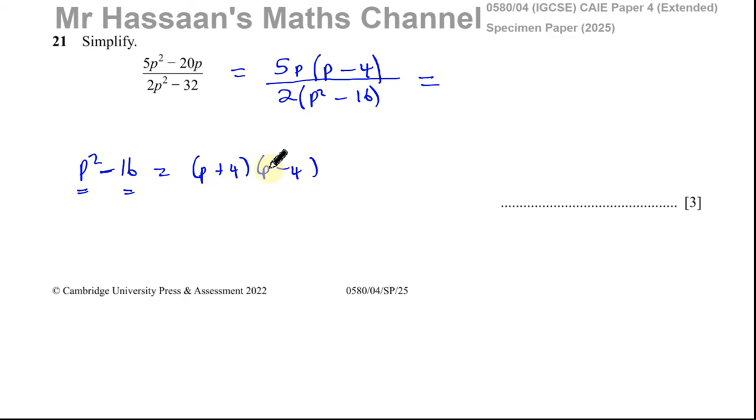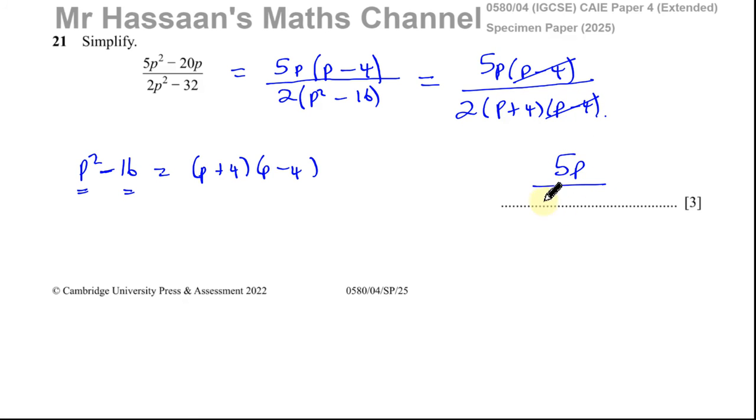If you were to expand this, you're going to get p squared minus 4p and plus 4p, which means the p term will disappear, and then minus 16. So this factorizes further, so you try to factorize as far as you can go. So 5p times p minus 4, that can't be factorized any further, over 2 times p plus 4 times p minus 4. And now we see there is a common factor of p minus 4 that cancels out. So we're left with 5p over 2 times p plus 4. We could write 5p over 2p plus 8 if you want, that's fine. But that is now our answer.